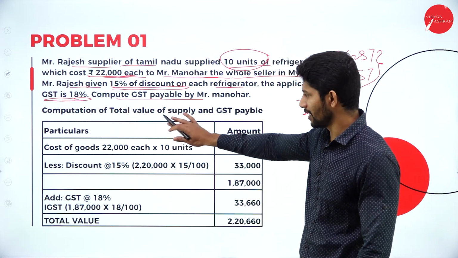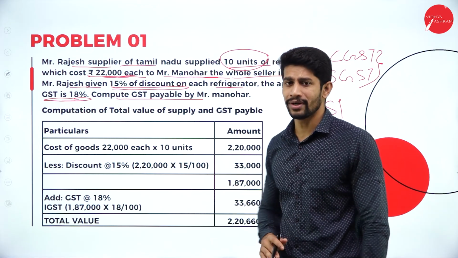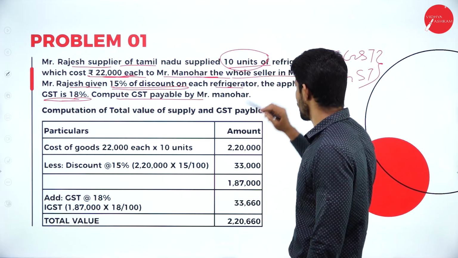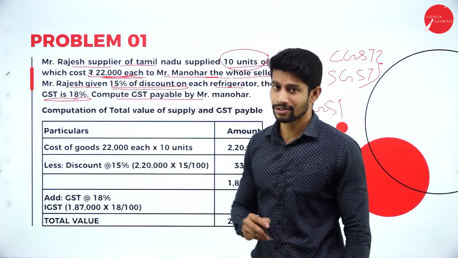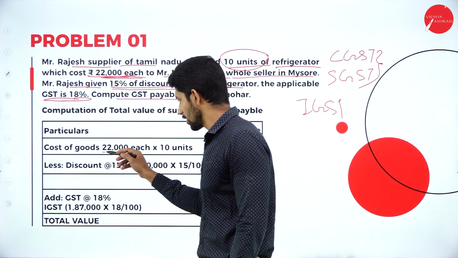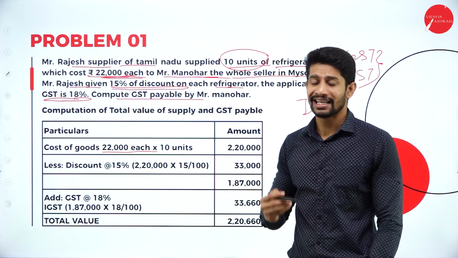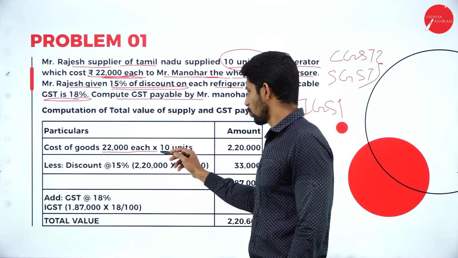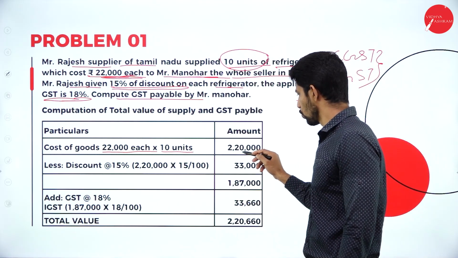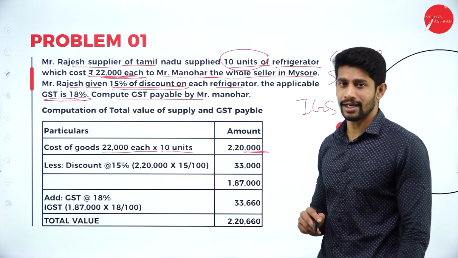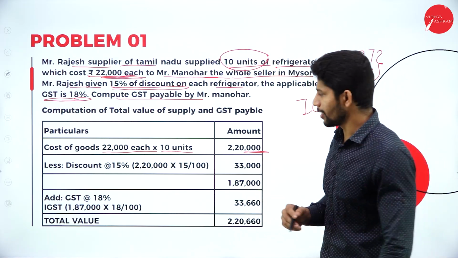The format is very easy: particulars and amount. So cost of goods. What is the cost of refrigerator here? Yes, it is 22,000 each. So how many units is Mr. Rajesh selling? He is selling 10 units. So what is the total cost of goods? It is 2,20,000, right? 22,000 per refrigerator, for 10 refrigerators it costs 2,20,000.